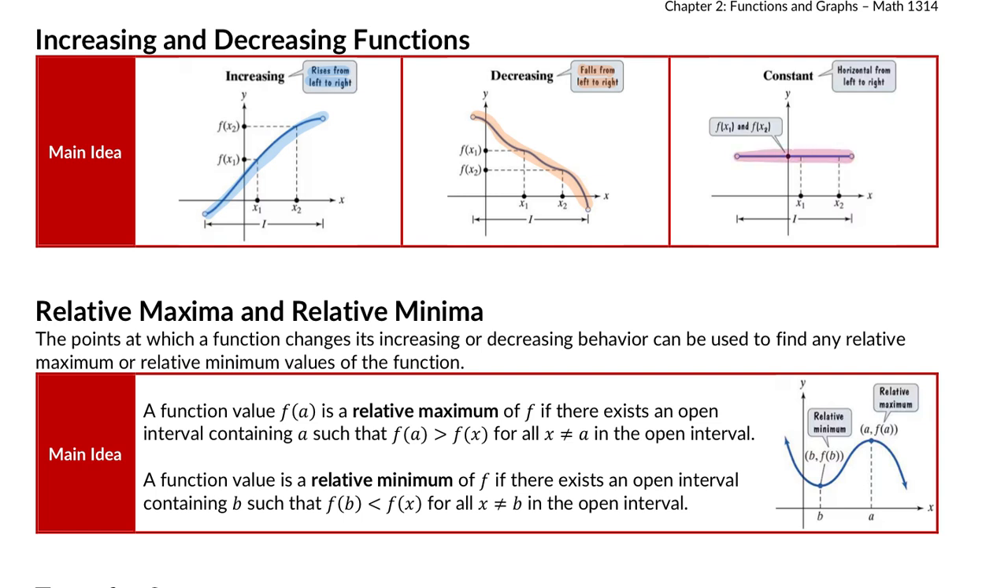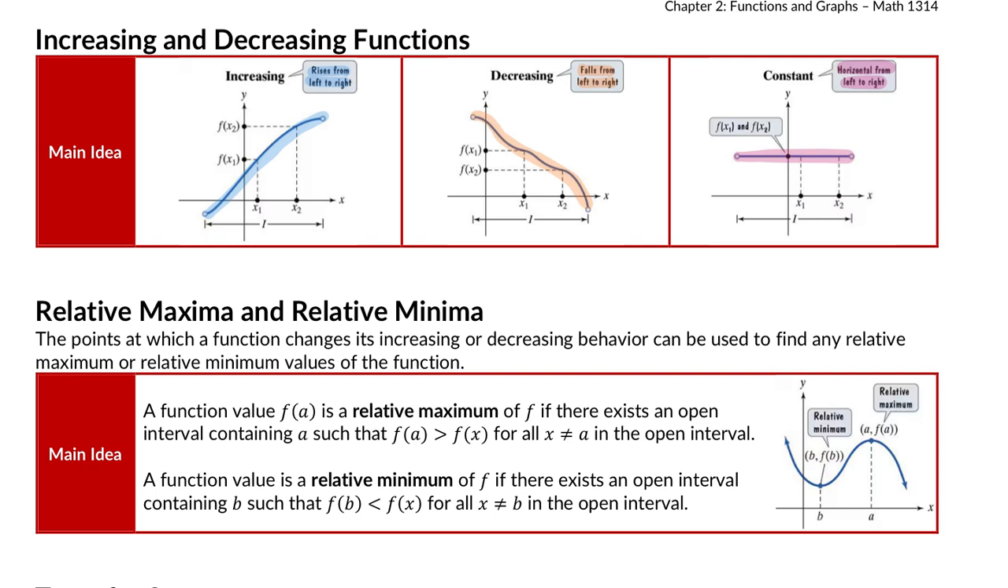Straight. We're going to use the word constant, meaning it does not change. Or we can say that it is horizontal from left to right, meaning that no matter what x value you use, you're returning the same output value for the function. It is constant. It's exactly the same.